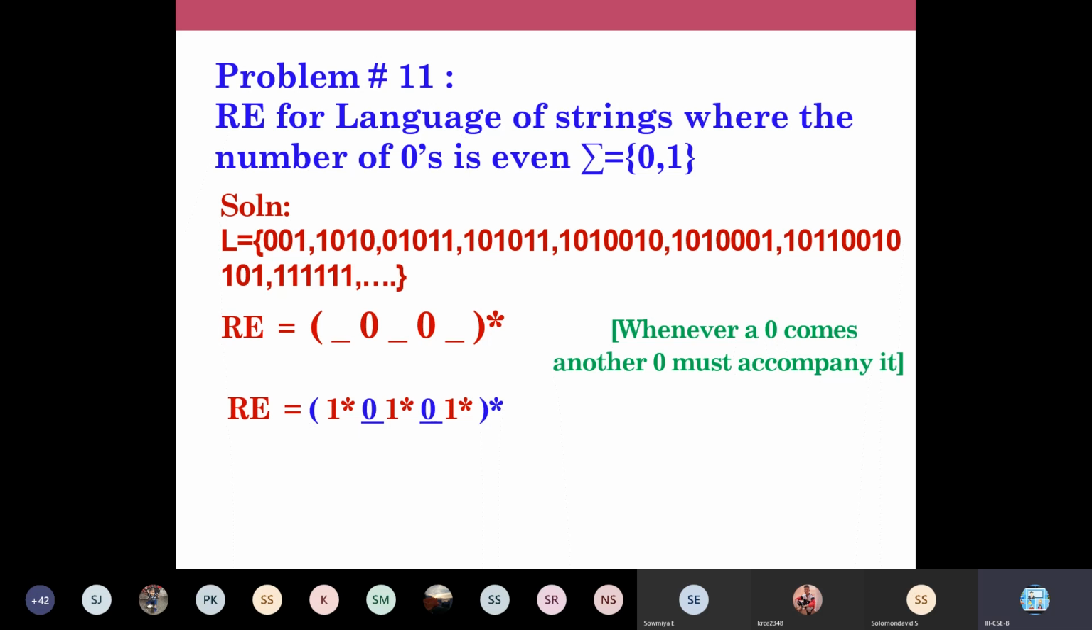And a 1 may come anywhere. So here I want all of you to write one more thing. I missed that. You can have a 1 star even outside this parenthesis, before this open bracket and after this closing bracket star. Then only I can ensure that any number of ones may also occur.